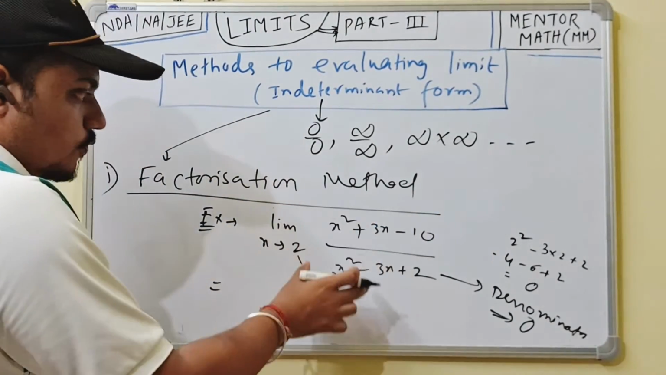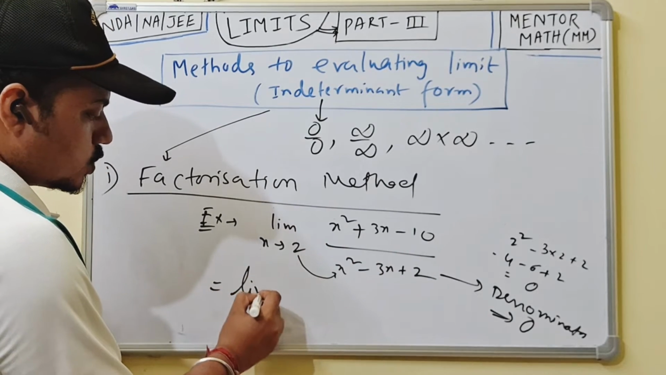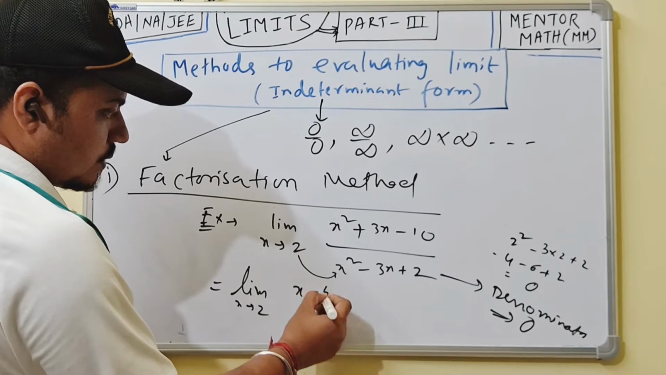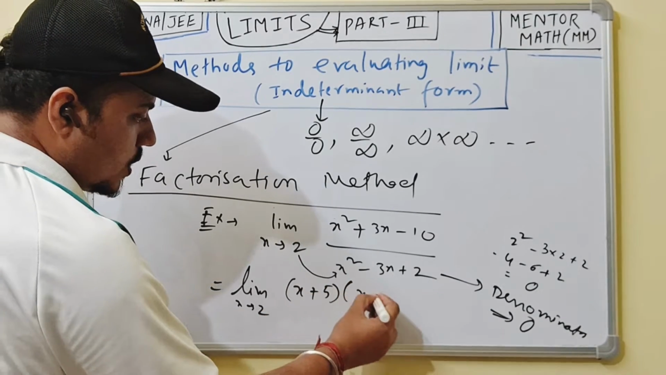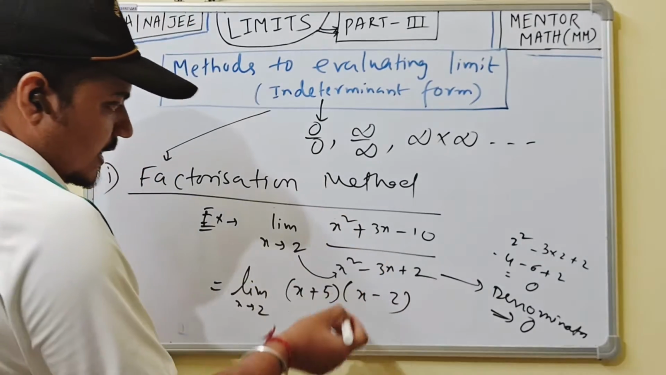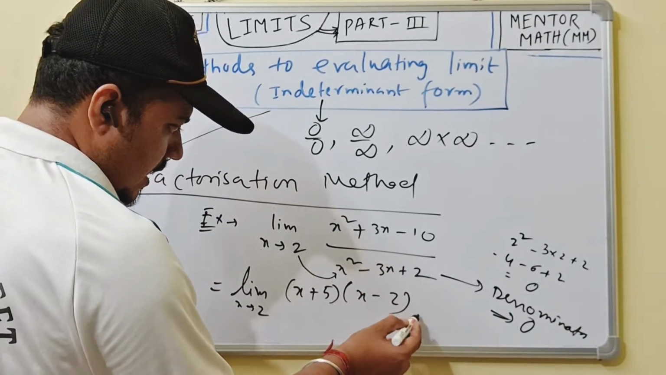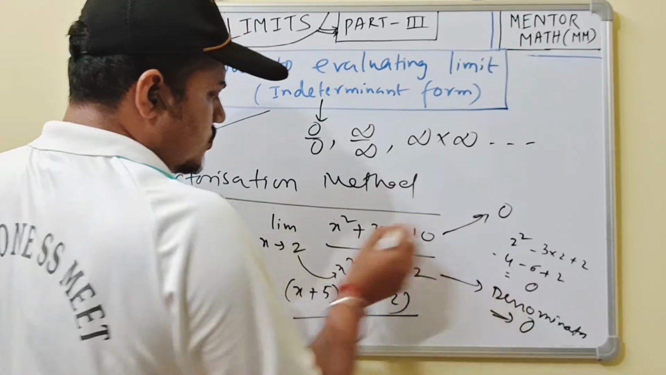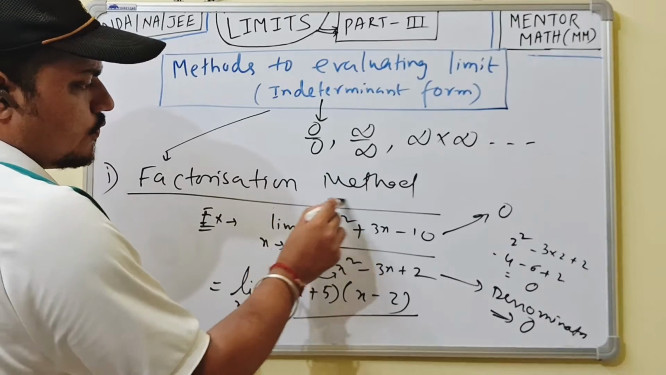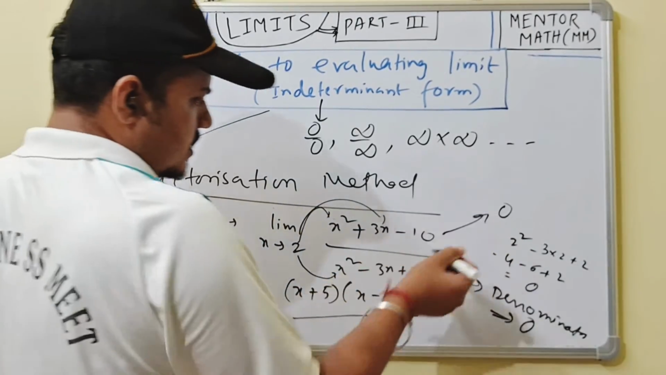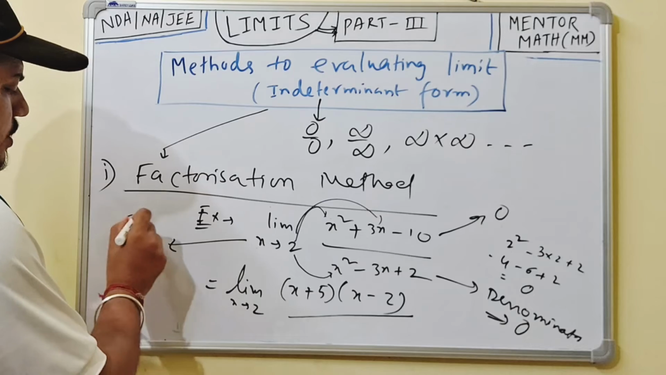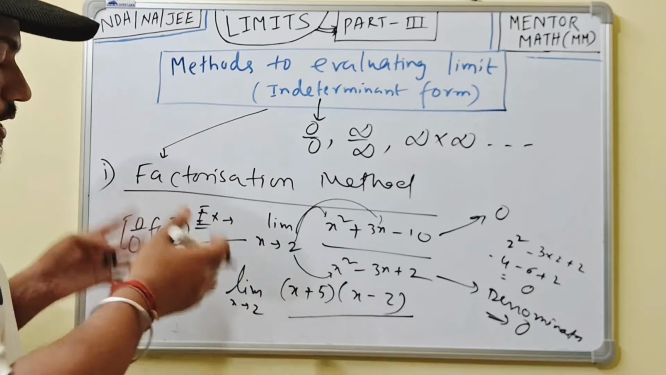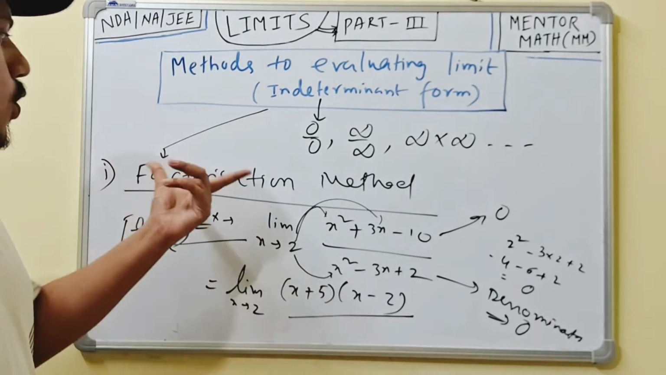So first of all we have to factor the numerator and the denominator. Limit x tends to 2, and you know the factorization: x plus 5 into x minus 2. You can also see that the numerator becomes 0: 2 square is 4, plus 6 is 10, minus 10. Obviously this is also a 0 by 0 form, which means an indeterminate form, and in that case also you can use the factorization method.